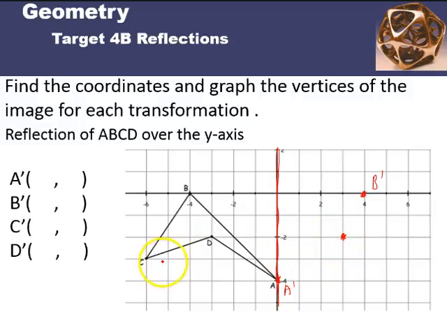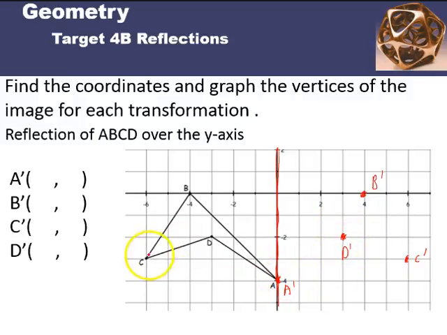And then C is 1, 2, 3, 4, 5, 6 to the left. So I'm going to go 6 to the right. 1, 2, 3, 4, 5, 6. And right here is C prime. So I have A prime, B prime, C prime, D prime. D prime, I forgot to label it.